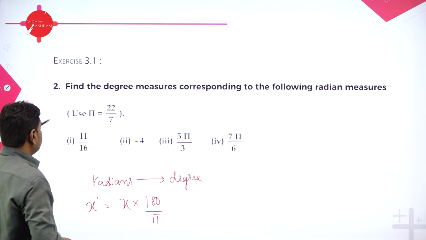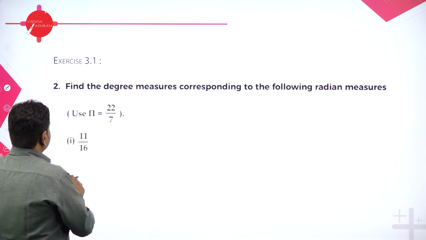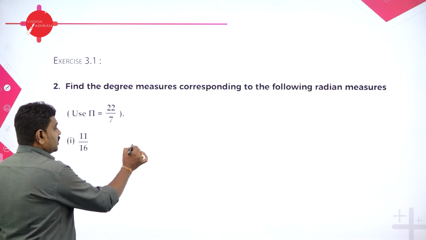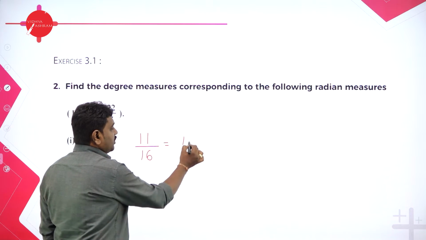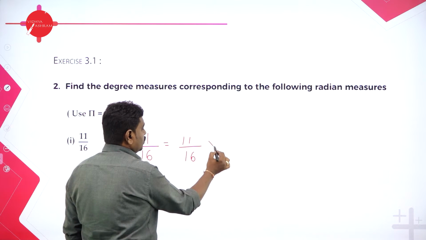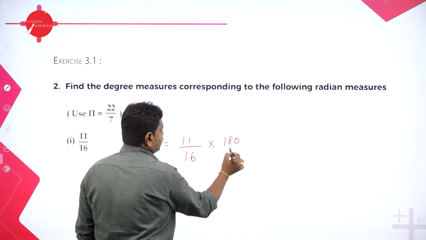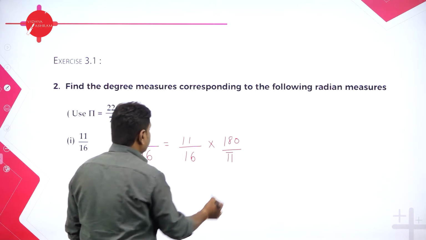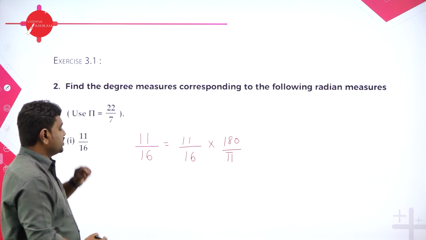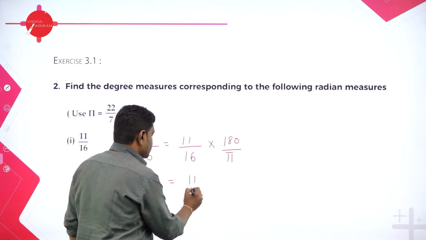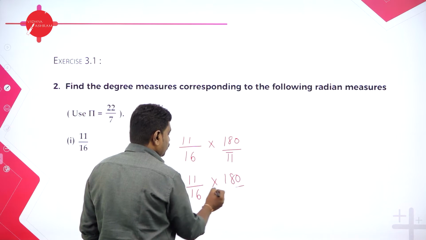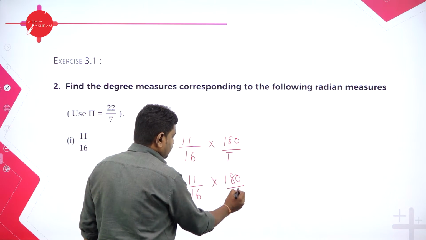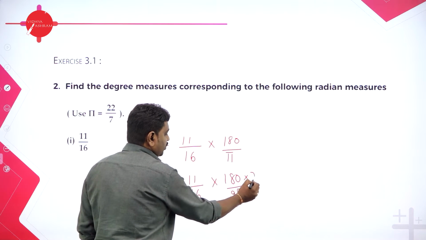Now first one, 11 by 16. So they give 11 by 16. Can I write it as 11 by 16 into 180 by pi. And they also mentioned take pi as 22 by 7. So take pi as 22 by 7, because pi is 3.14, or 22 by 7. So they want you to take 22 by 7. I'll write it on the numerator.